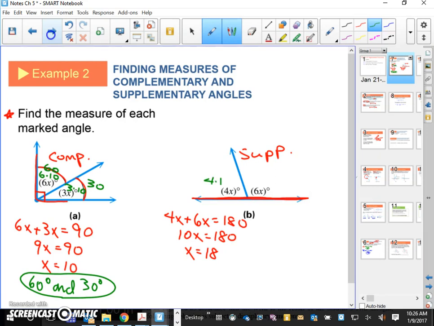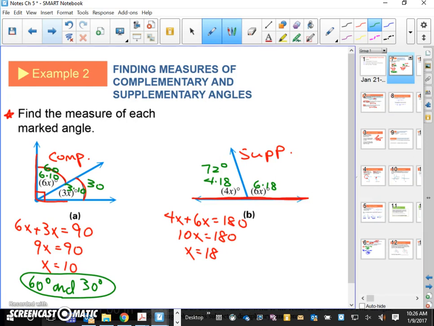So 4 times 18 is 72 degrees. This one's 72. And then to find the other one, I see two different ways of doing it. You could plug in the 18, of course, 6 times 18, but maybe the easier way. You might know the easier way? Another way? Subtract 72 from 180, right?